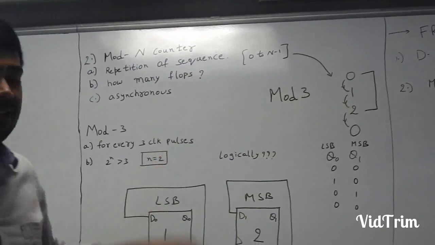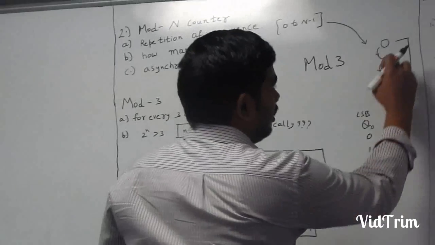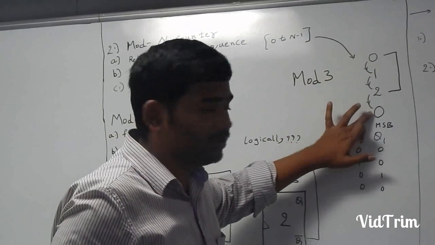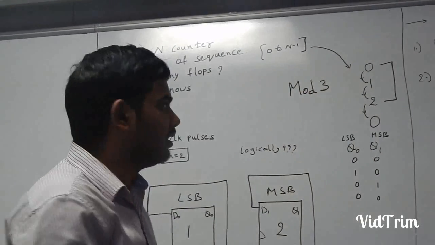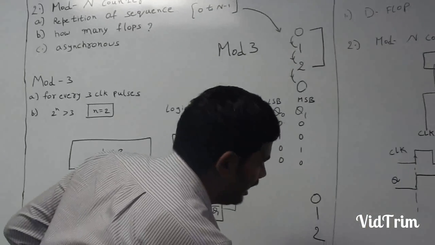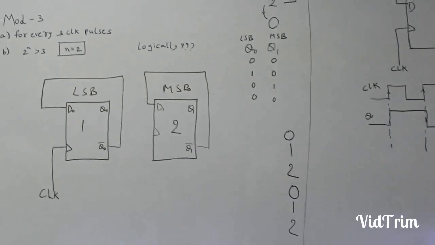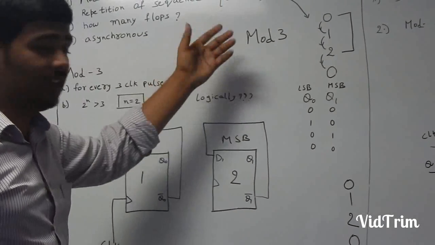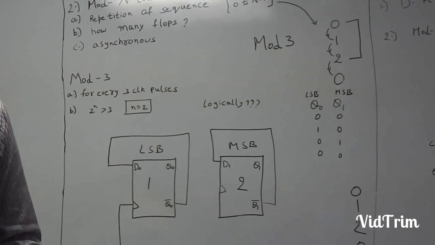That means if you consider a mod n counter, after n clock pulses we are getting the same sequence, 0 again. After 3 clock pulses, again we are getting 0. So the sequence is repeated: 0, 1 and 2, again 0, 1 and 2, and so on and so forth, the sequence repeats. Now to design this counter, I am taking this particular example. Based on this example, you should be able to solve any mod counter.